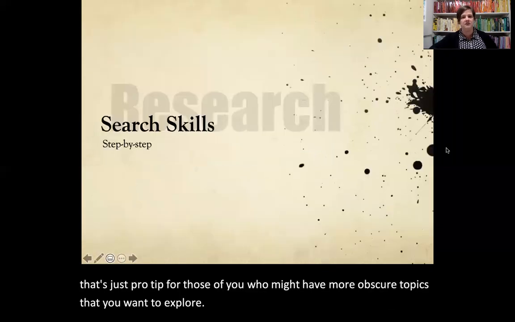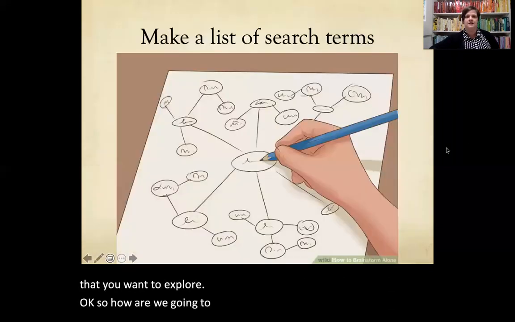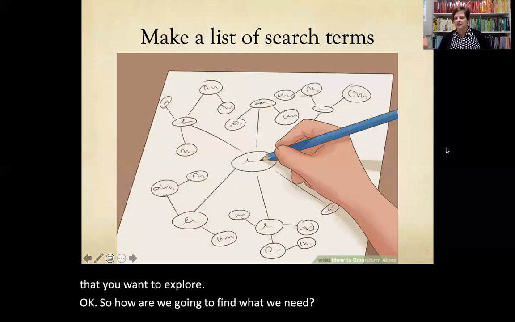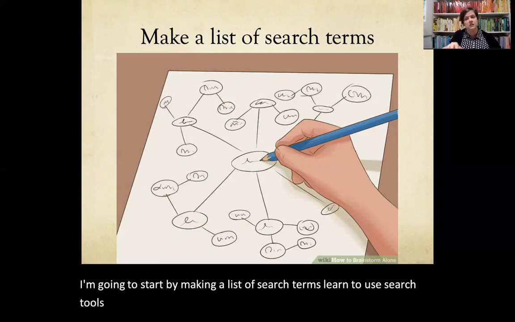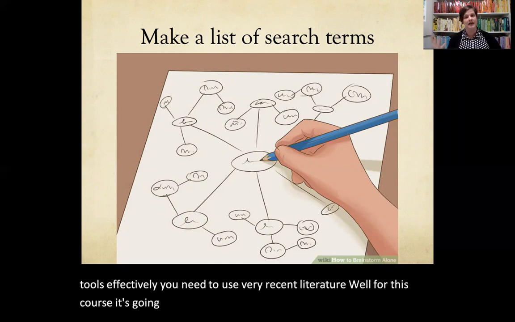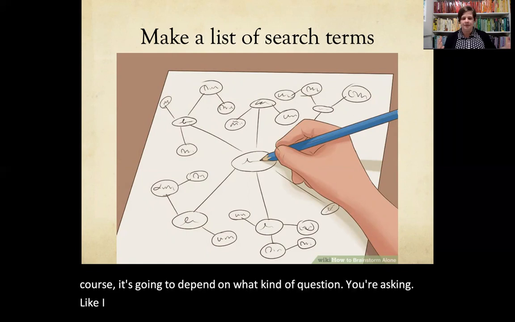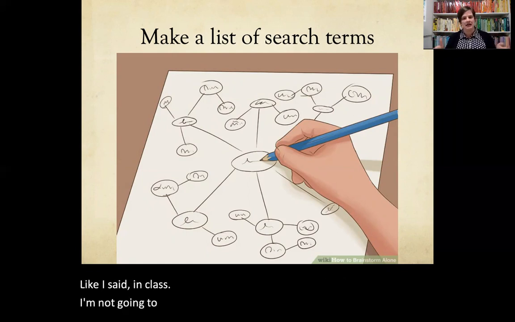Okay, so how are we going to find what we need? You're going to start by making a list of search terms. Learn to use search tools effectively. Do you need to use very recent literature? Well, for this course, it's going to depend on what kind of question you're asking. Like I said in class, I'm not going to give you a specific cutoff for the number of years.